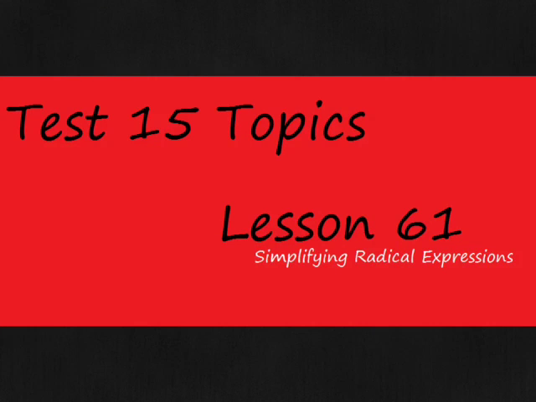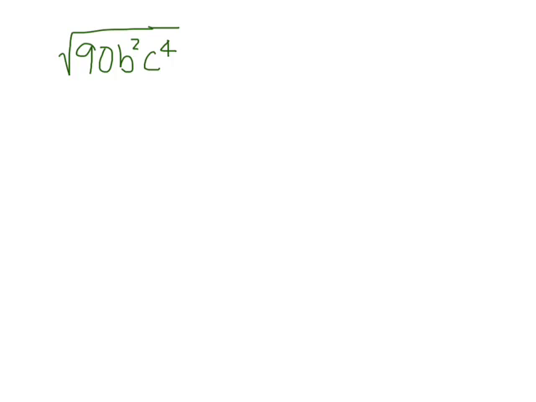Test 15 Topics, Lesson 61. We're going to talk about simplifying rational or radical expressions. Remember that a radical expression is one that contains a radical sign, which is that square root sign. So we're going to simplify this down as far as it can go, which means no decimals. First thing we're going to do is break this into the numbers and the individual variables.